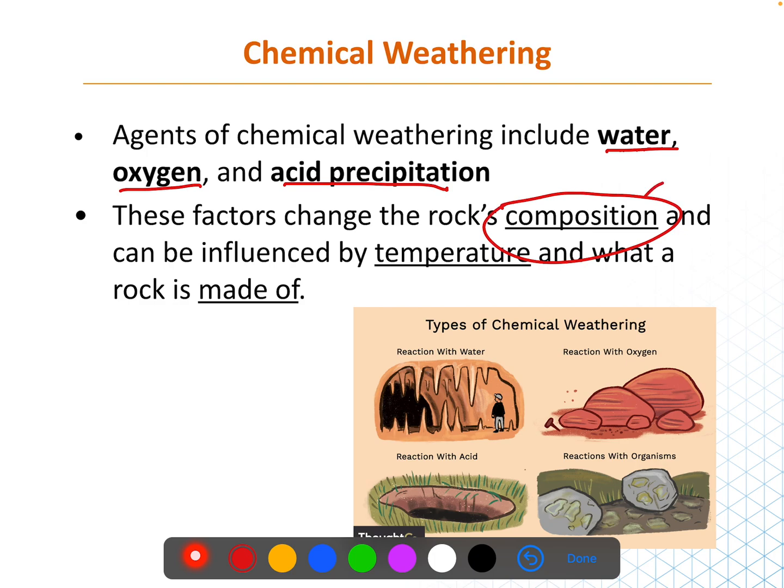So these factors can change the rock's composition. This is the big one. This is what the rock is made of. This is our big difference between physical and chemical changes: the change in the rock's composition. And it can also be influenced by temperature, as we saw in our lab yesterday, and of course, what the rock is made of. That's our definition of a chemical change.